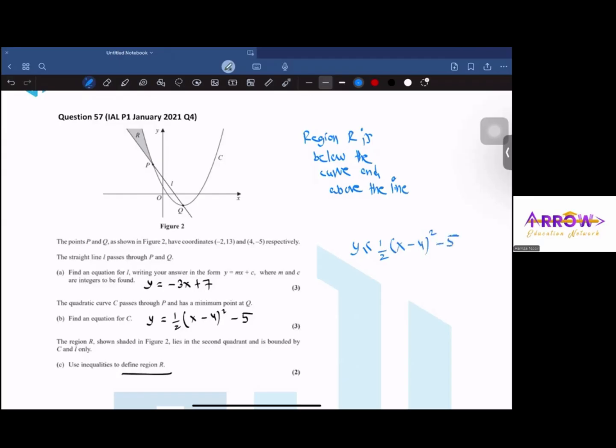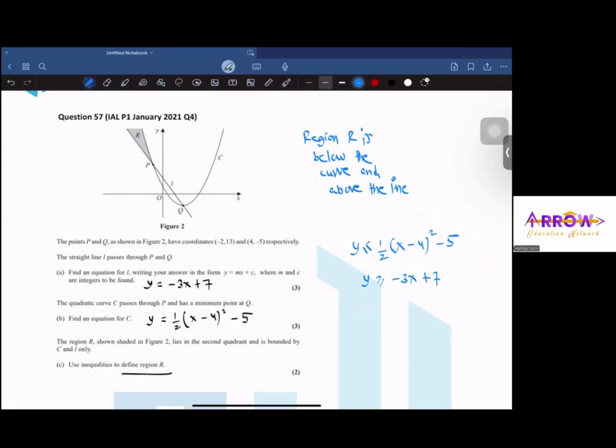And if I say that since the region R is above the line, so y is greater than or equal to minus 3x plus 7. These two inequalities are correct, but it is incomplete. We have a third inequality in the process as well.